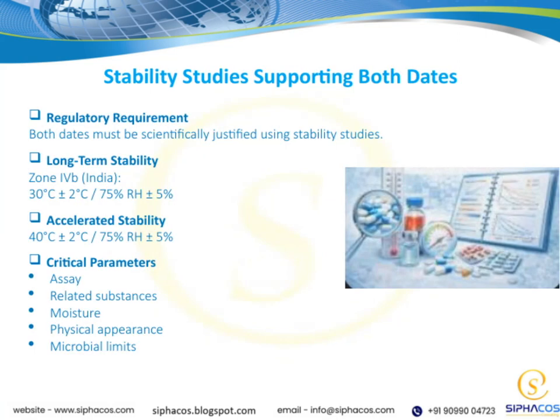When it comes to stability studies, both storage dates need solid scientific backing. That's a regulatory must. We look at long-term stability under conditions typical for Zone IV, like India, which means 30 degrees Celsius with controlled humidity. Then, there's accelerated stability testing at higher temperatures, around 40 degrees Celsius, to see how the product holds up. We focus on critical parameters: assay, related substances, moisture, physical appearance, and microbial limits, to ensure everything stays within safe and effective ranges over time.